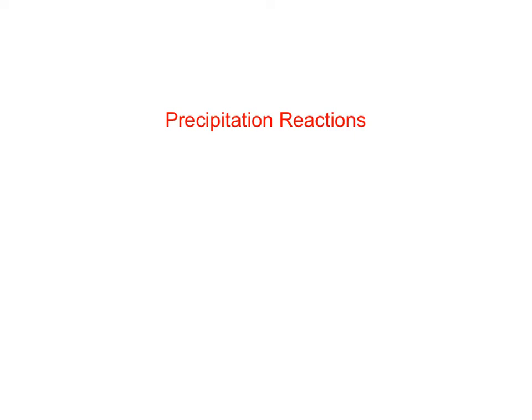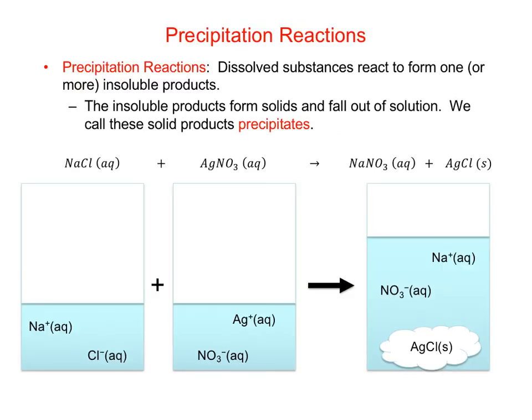In the next couple of videos, we're going to talk about different types of chemical reactions. The first of those is going to be precipitation reactions, and this is closely related to the previous video on solubility and solubility rules. So precipitation reactions occur when dissolved substances react to form one or more insoluble products. And so the insoluble products that are formed, because they're not soluble in that particular solvent, will fall out of solution as a solid. And we call those solid products precipitates.